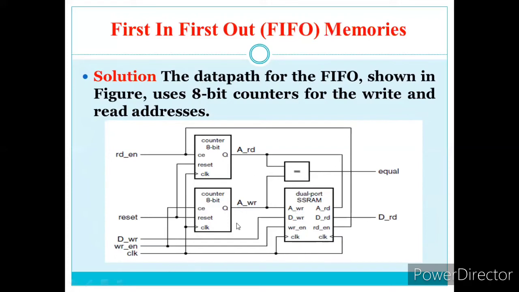Now we have to keep track of the write address and read address. We have a separate counter for each of them. Since it is a 256 memory, we have a counter of 8 bits which counts the entire 256. So there is the read enable for the read address of the memory, and the write enable for the write address of the memory. It compares both addresses, and if they are equal, it decides whether the FIFO is empty or full.